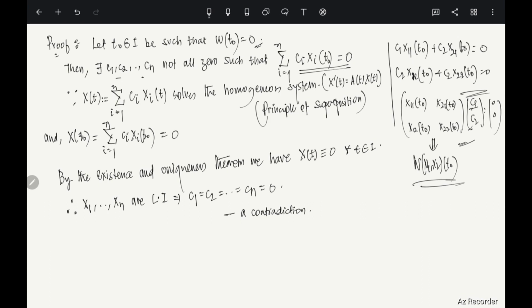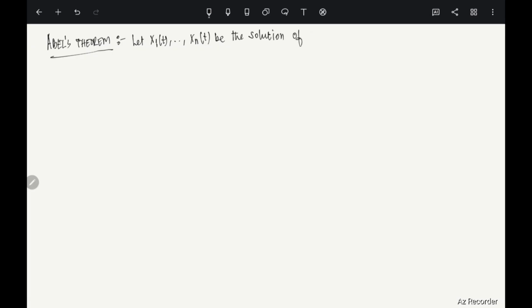Okay, now we will finish this lecture with a very, very important property, called Abel's formula, Abel's theorem, or formula, whatever you want to call it. Essentially, the statement I gave just before this, I gave using Abel's formula without mentioning it. Let me do it this way. Let x1(t), xn(t) be the solutions of the homogeneous problem x prime equals A times x.